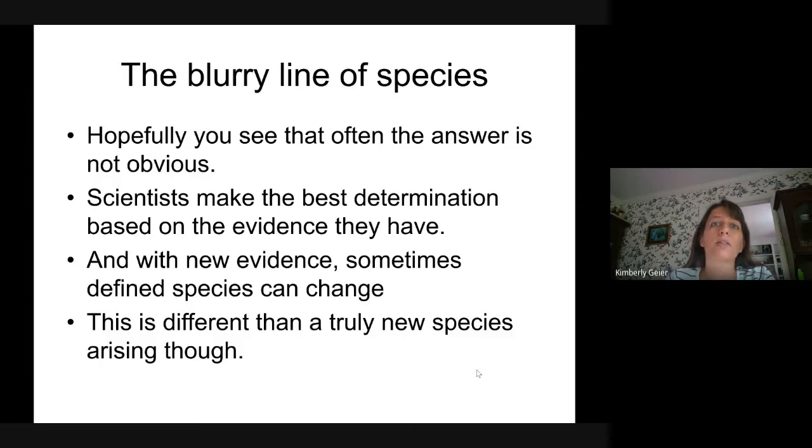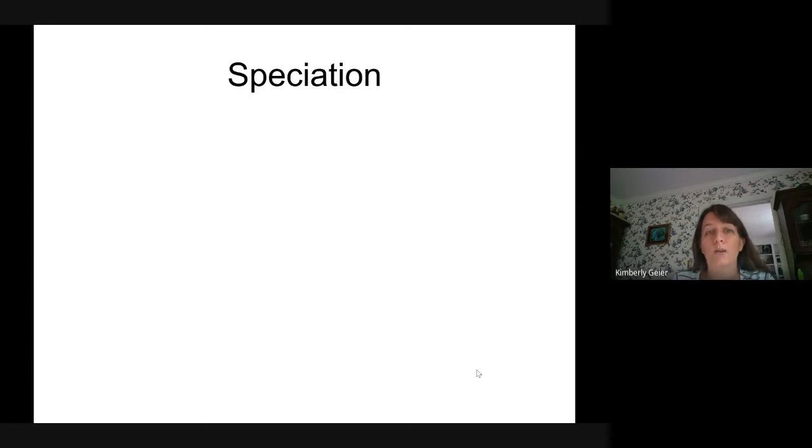Kind of like the question about, is something alive? It's harder to make a definition than you would think. So scientists make the best determination based on the evidence that they have. And with new evidence, sometimes the defined species can change. But us changing the definition of a species based on new evidence is different than a truly new species arising. So that's what we're talking about now.